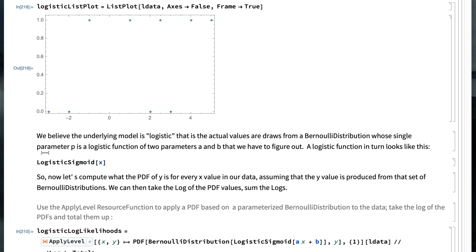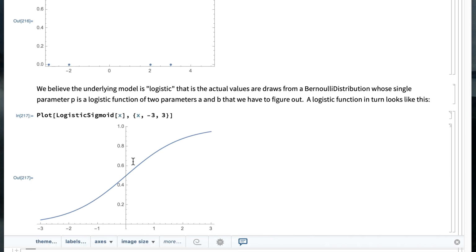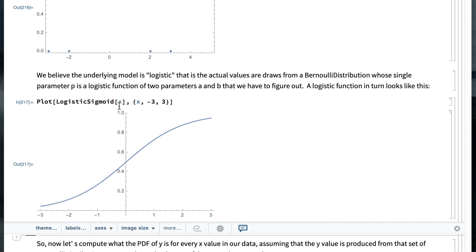Let's plot this as x goes from -3 to 3. Okay? And so that's what it looks like. It's kind of sigmoid shaped.